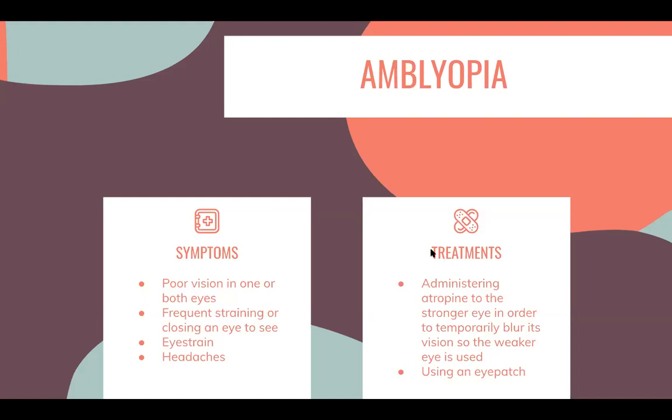Some of the treatments are that they can administer atropine to the stronger eye, so the vision goes blurry, and then the person can use their weaker eye and begin to rewire those connections again. They can also use an eye patch for the stronger eye, just so they stop using that eye for the time being until the symptoms and condition get better.